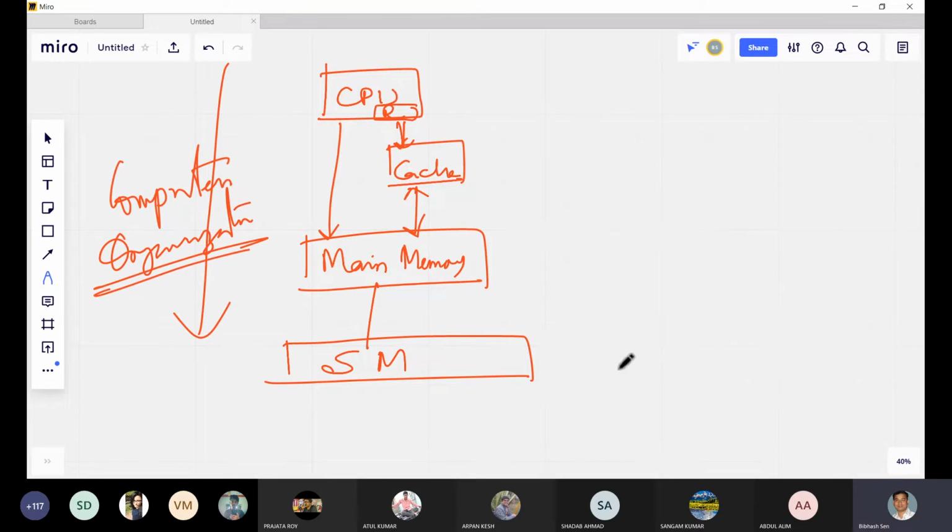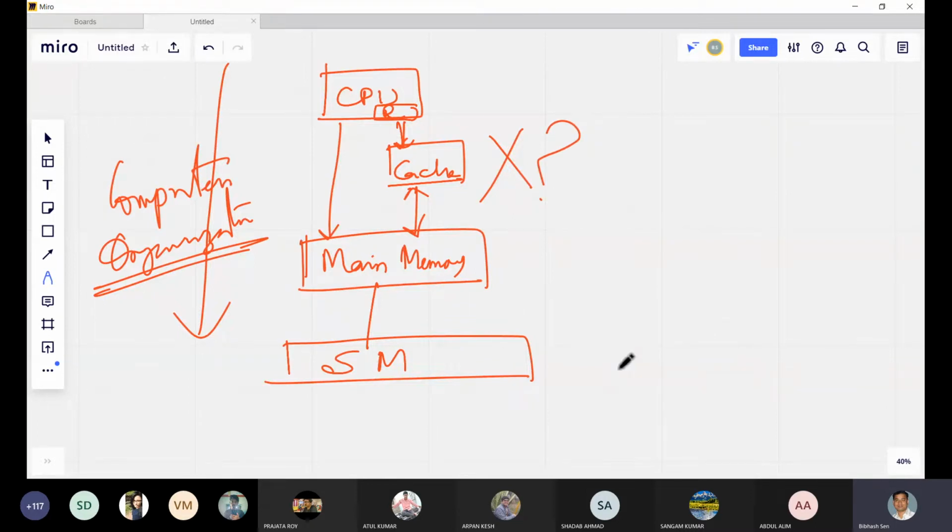Now the question is coming that earlier days cache was not there. This was not there. This is the first fundamental. Earlier days cache was not there. Then what is the significance of cache? This is the first question: why was this introduced?